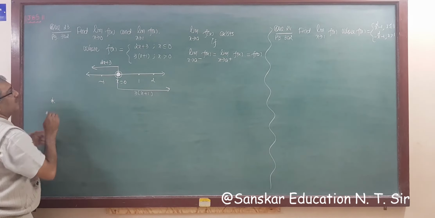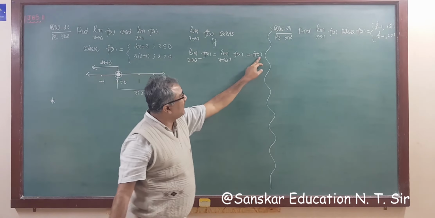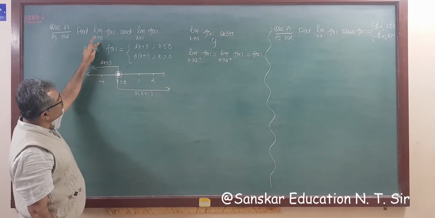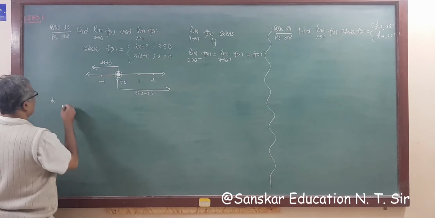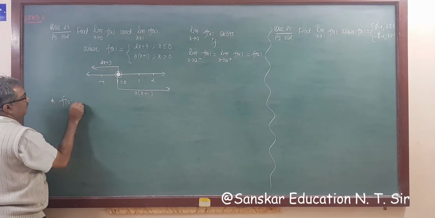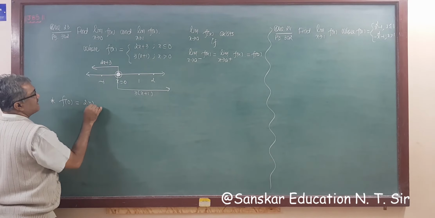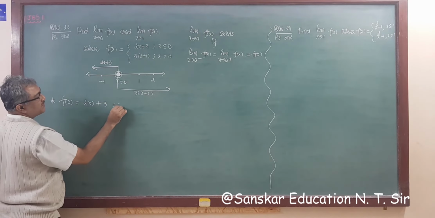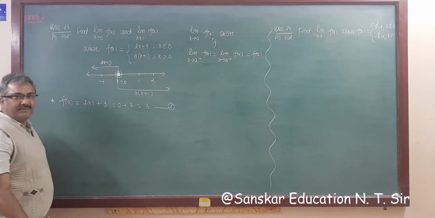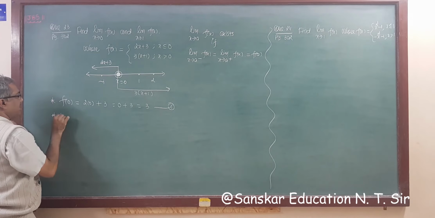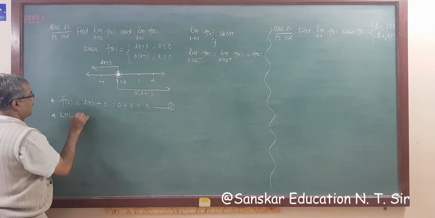So first of all, x tends to 0 means a is 0, so f of a is f of 0. This function is defined for x equal to 0. So substituting 0 here, f of 0 is equal to 2 into 0 is 0 plus 3, that is 3, right? So this is reason number 1. Now, left hand side limit. I am writing LHL, that is left hand side limit.